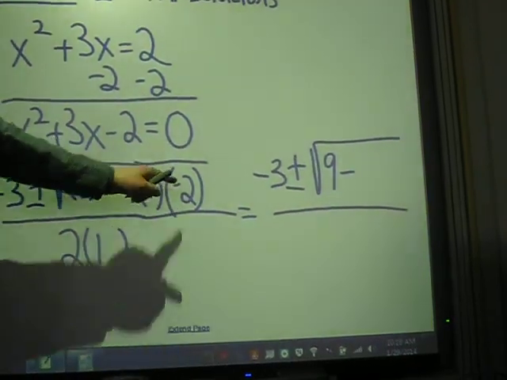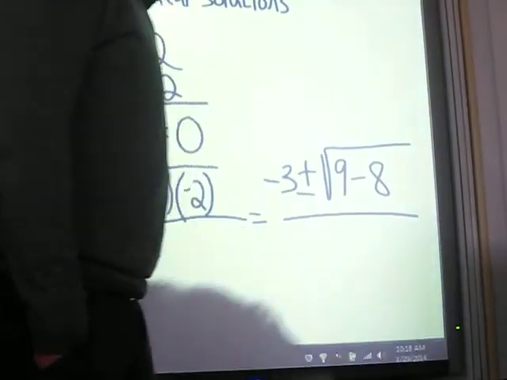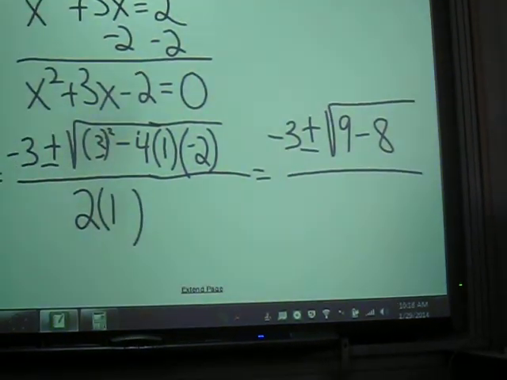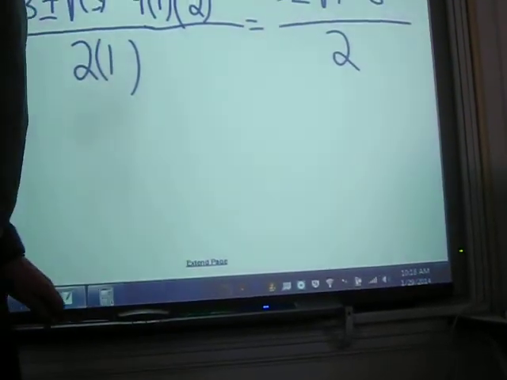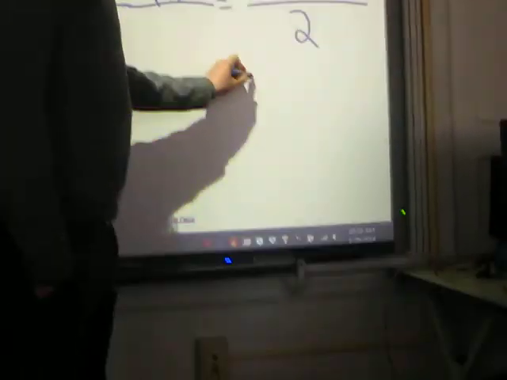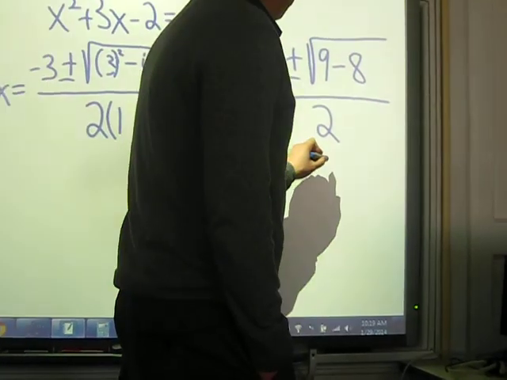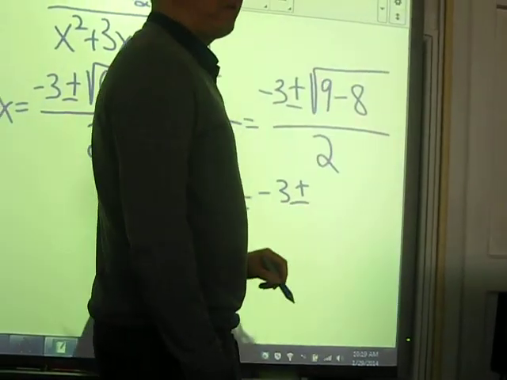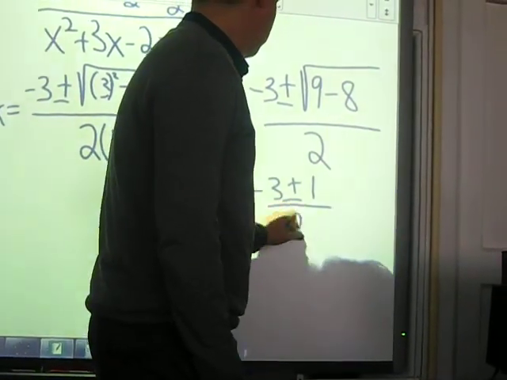-4 times 1 times -4 is 8. Very good. Downstairs we have 2. Now, what are we left with? We have -3 plus or minus the square root of 1. What is the square root of 1? 1. So 1 all over 2.